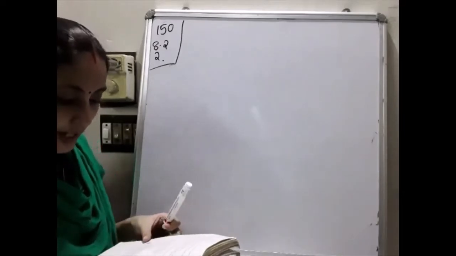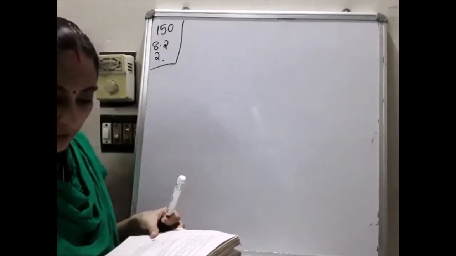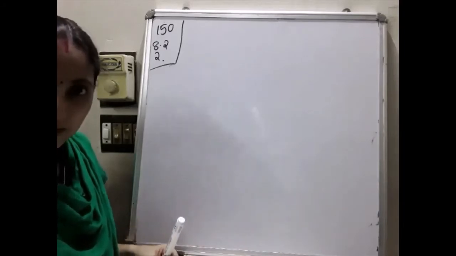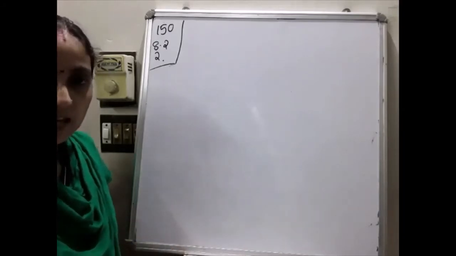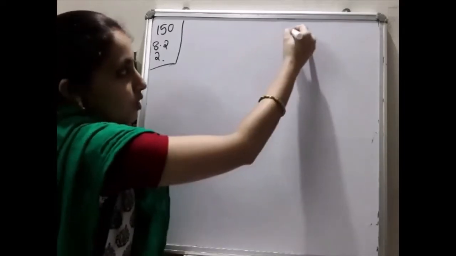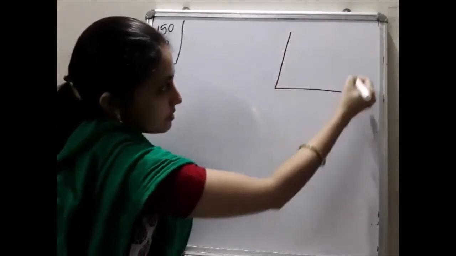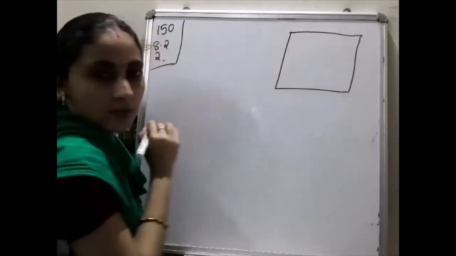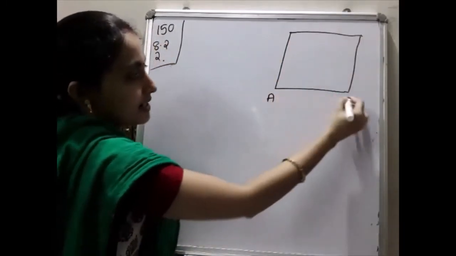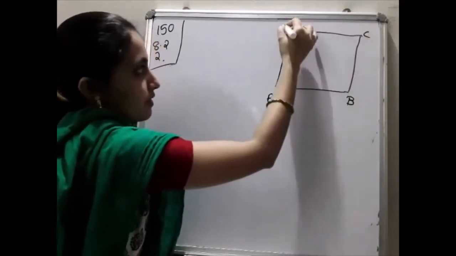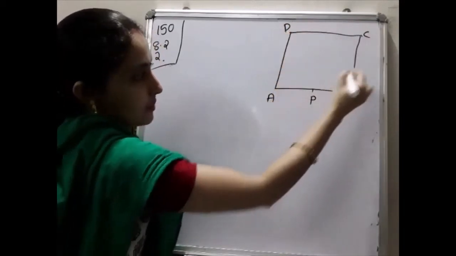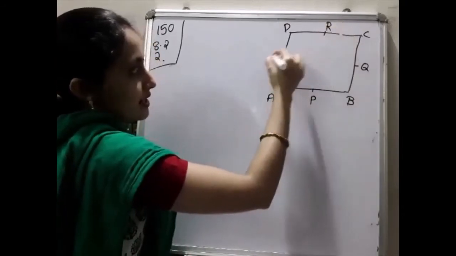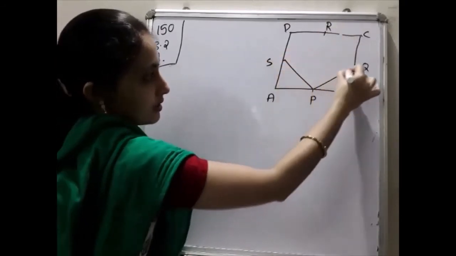What is the question? ABCD is a rhombus and P, Q, R, S are the midpoints of AB, BC, CD, DA respectively. Show that PQRS is a rectangle. So we need one rhombus here. What is the specialty of a rhombus? All sides are equal and parallel. I'll mark it as A, B, C, D, and we got the midpoints. This is P, this is Q, R, and this is S. So I'll join this.